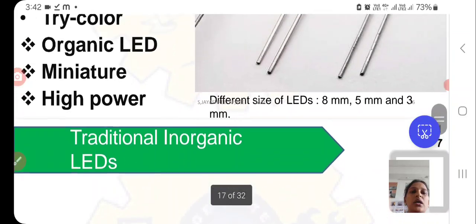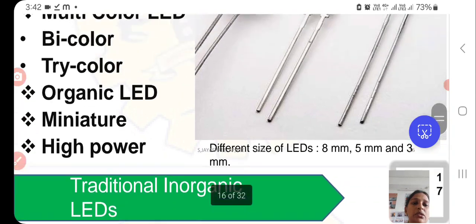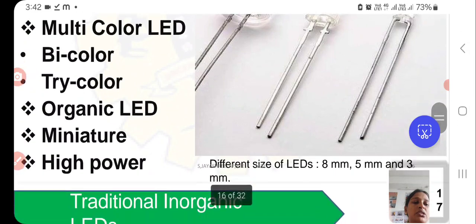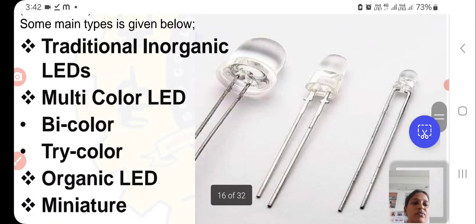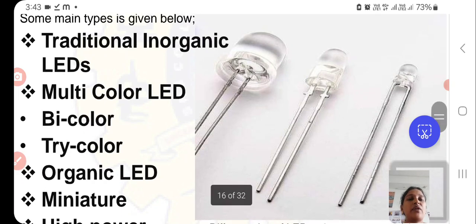Also, the different sizes of LEDs range from different millimeters like 8 millimeters, 5 millimeters, 3 millimeters, etc., that you can see on the screen. The different sizes of LEDs can be used for different purposes, like for indication purposes and for displaying letters, alphabets and all. So it finds applications in different areas.